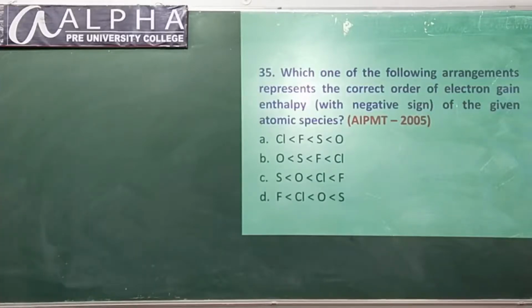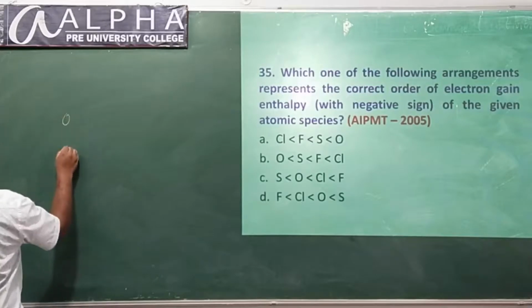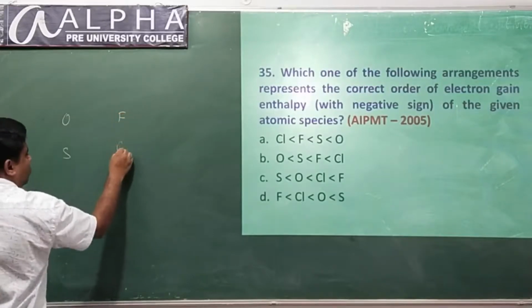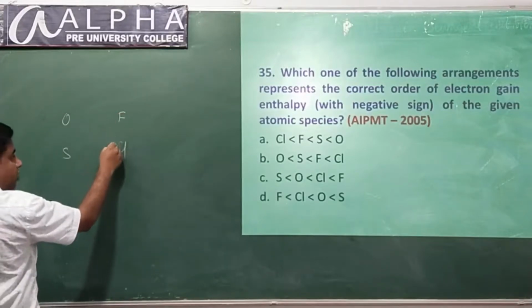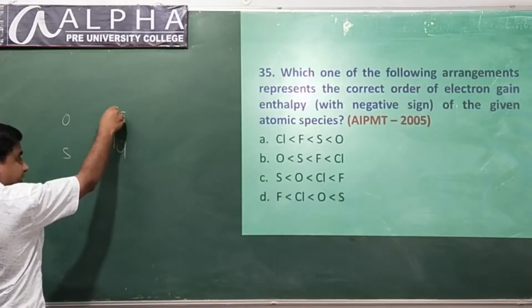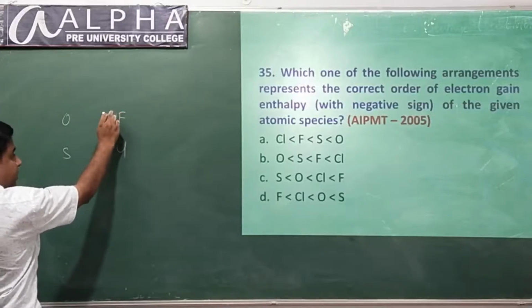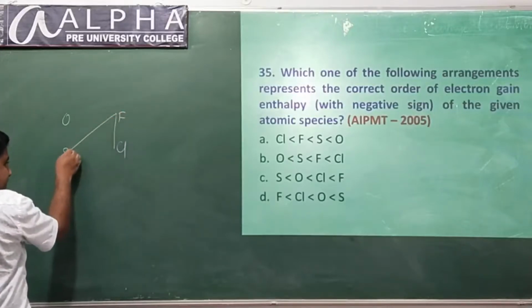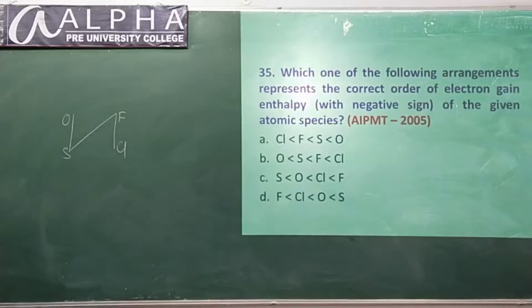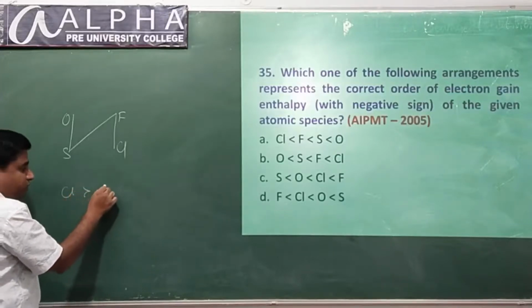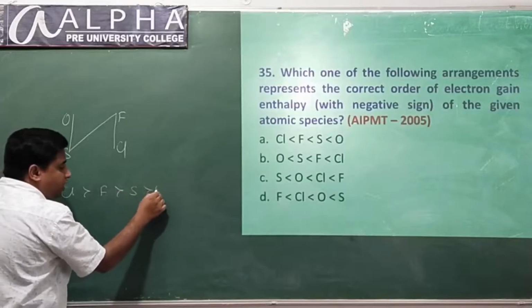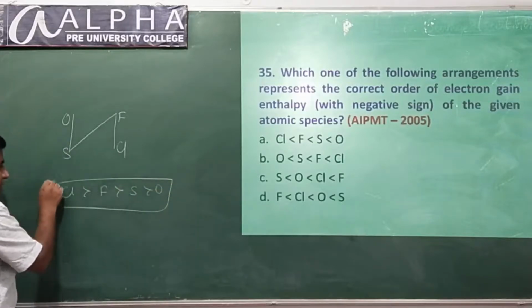This I have already told. We have oxygen, sulfur, fluorine, chlorine. I told you, go in a zigzag way. Chlorine has more electron gain enthalpy than fluorine, and fluorine has more electron gain enthalpy than sulfur, and then oxygen. Therefore, you have to remember this because I have already finished this problem. Electron gain enthalpy of chlorine will be more than fluorine, more than sulfur, more than oxygen. This is the order.